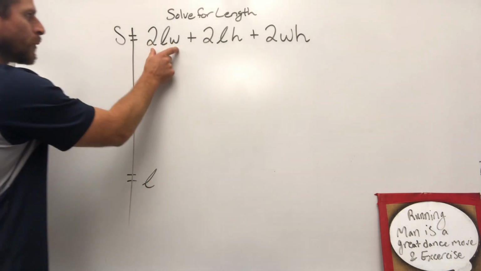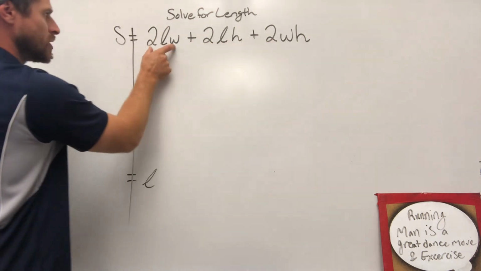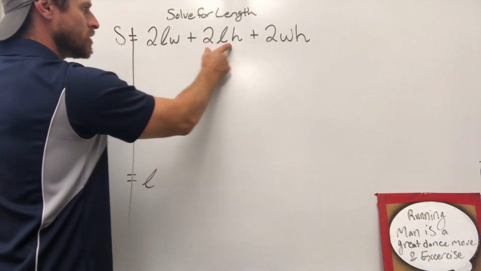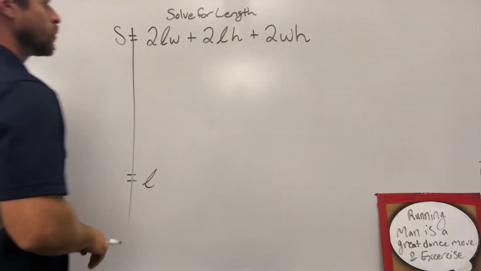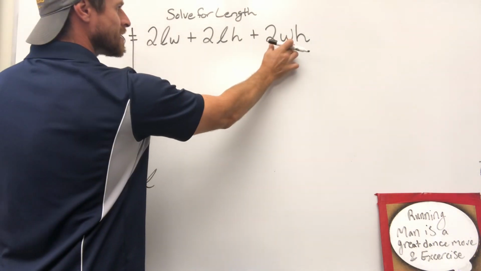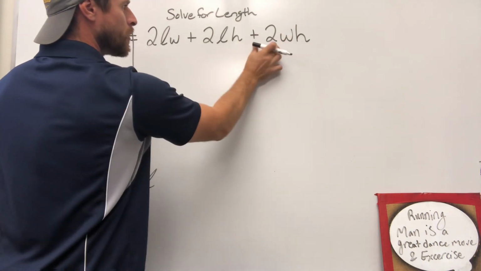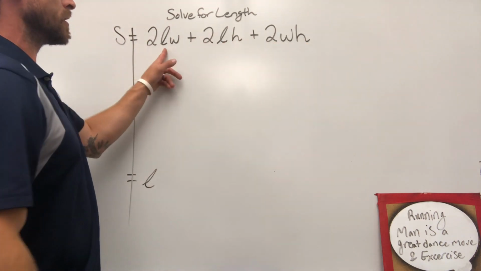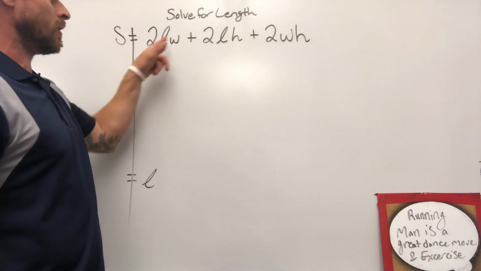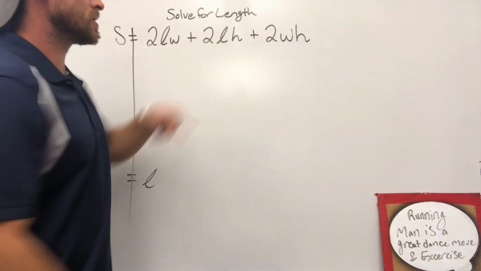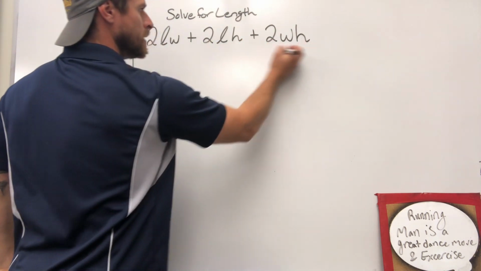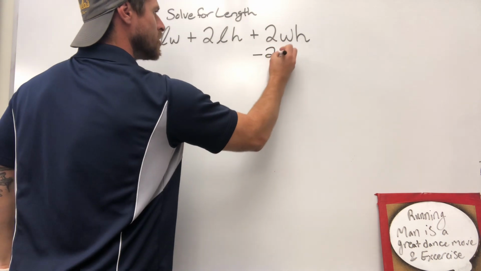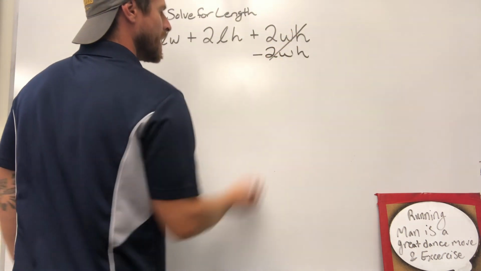So I'm looking at the three terms that I have on the right side. I got 2LW, 2LH, and 2WH. So what I want to do is remove this term over here first. The reason that this term needs to go away first is it's the only term over here that does not have an L in it. So we can just do the opposite of adding 2WH. We're going to subtract 2WH, and that will eliminate.